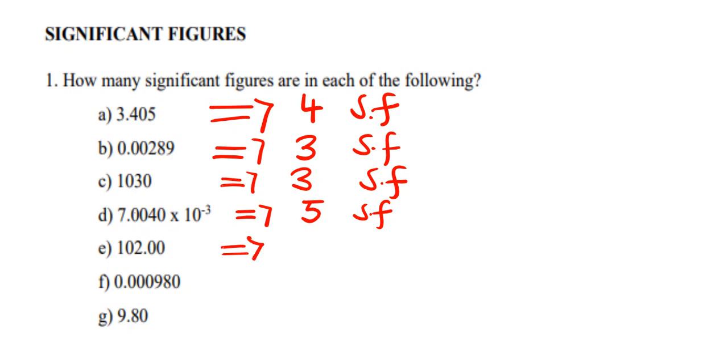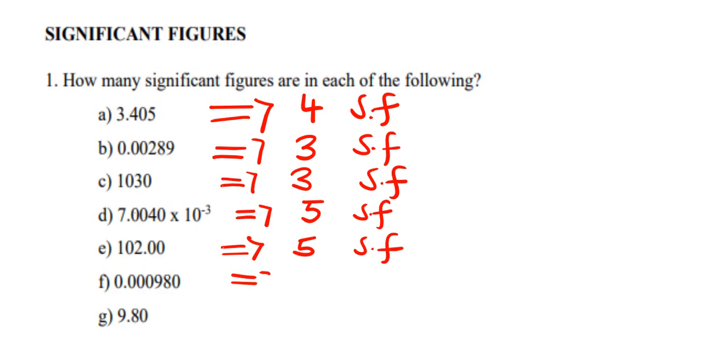Now, what about E? We've got 102.00. We said the trailing zeros are only significant when there is a point. In this case, there is a point, so even those 2 zeros are significant. So how many significant figures are we going to have? We're also going to have 5 significant figures.